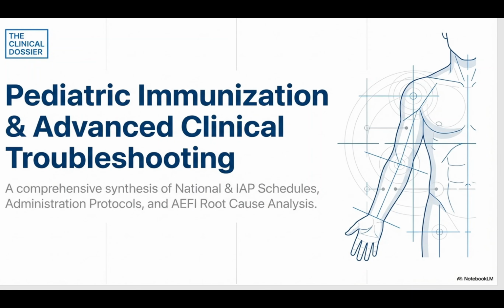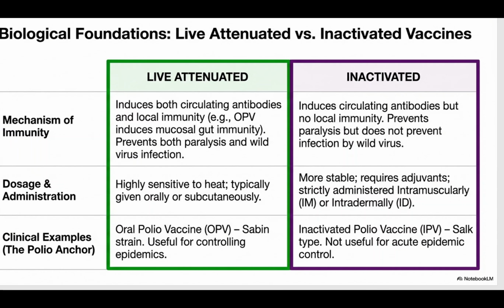So we have to understand that there are two basic types of vaccines: live attenuated and inactivated vaccines. And all the live vaccines are administered either orally or subcutaneously, or intradermal in the case of BCG, but never IM. This is the core fact. And you can pause this slide and read this further.